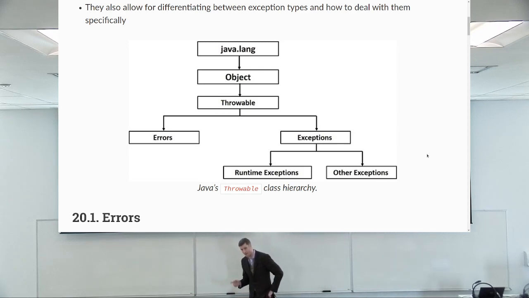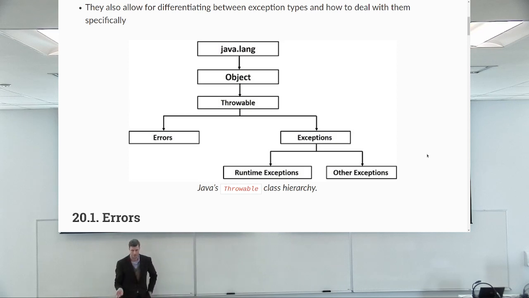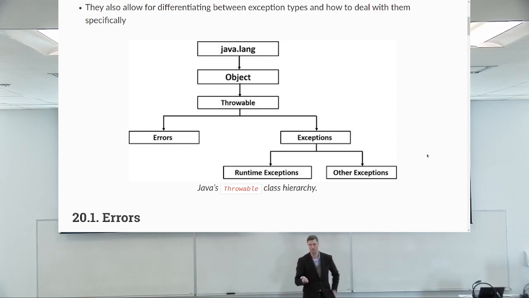But you have exceptions. Those are the ones that we programmers are more comfortable with. And within them, we have 2 different types. We have runtime exceptions and other exceptions. Some exceptions are things that you're supposed to deal with. Some exceptions are things where someone just used the code wrong, but we'll dig a little deeper into that in a moment.